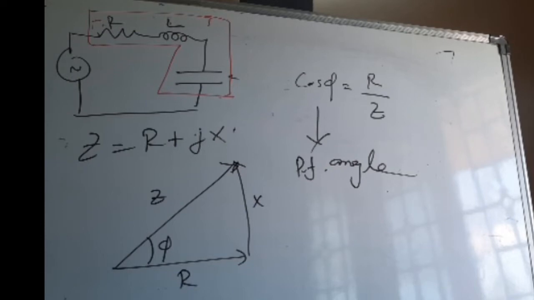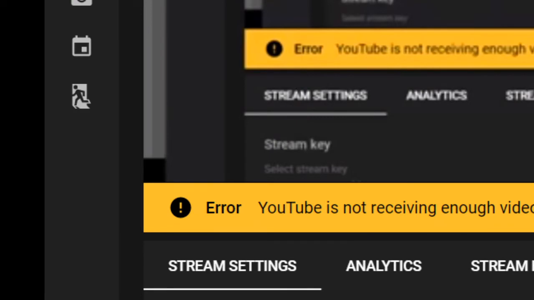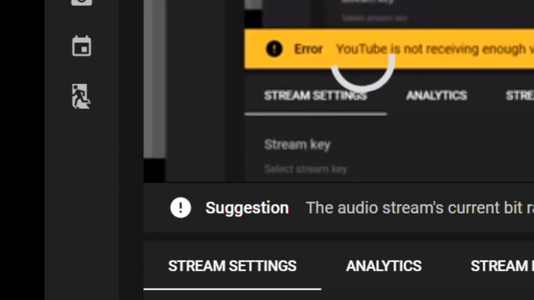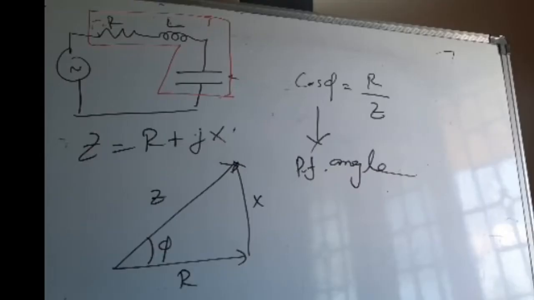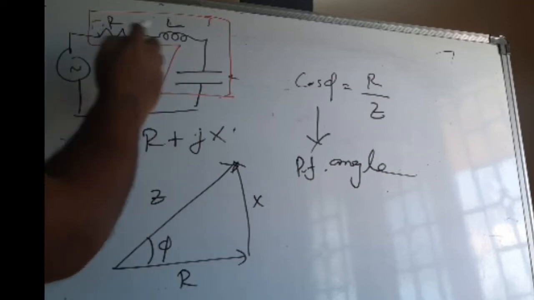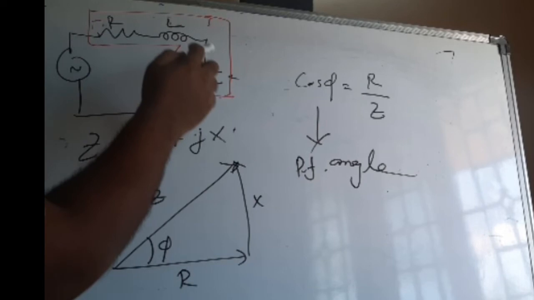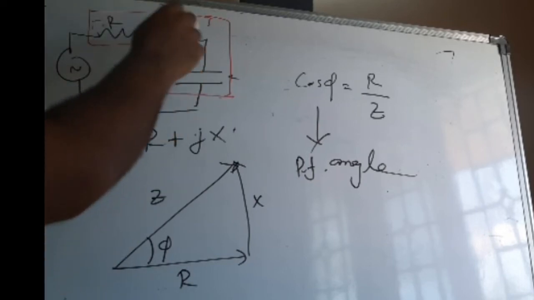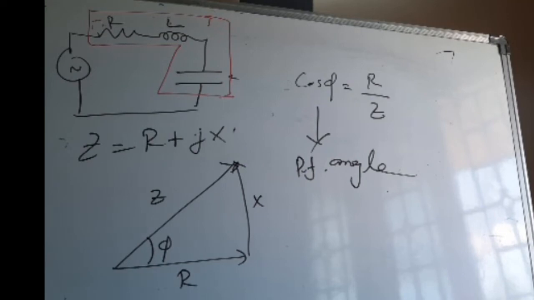Okay, now I think it's visible. What is visible for you? So now you see here a diagram which has R, L, and C. So when you say R, L, and C, this is taken as a single impedance. You can take it as a single impedance of Z.